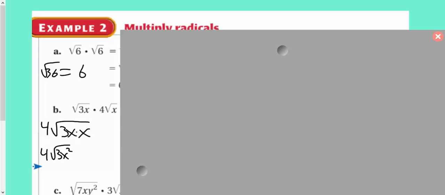And then you can break it up: root 3 root x squared. Now root 3 does not simplify. If it could, we would simplify it. So I have 4x and then root 3, because this right here, this is just x.